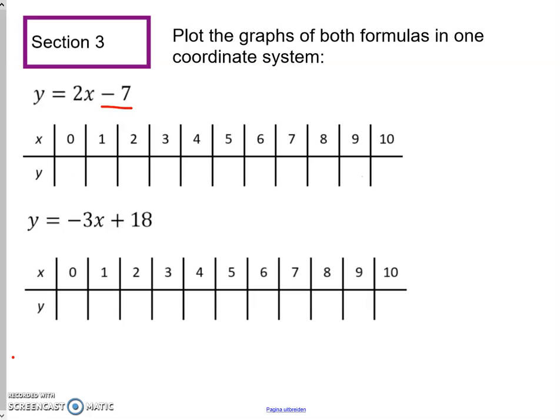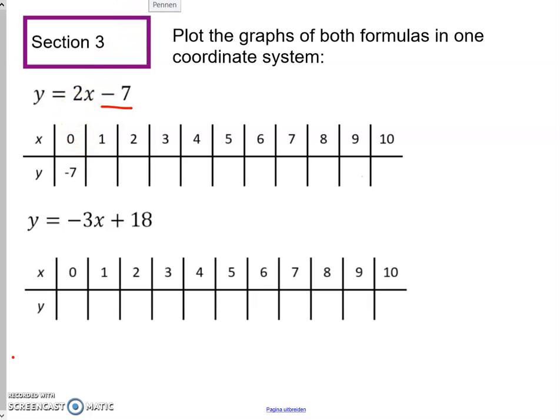And then when you know this, you can immediately fill this in below x is 0. And you can also calculate this. 2 times 0, that's 0. Minus 7 is minus 7. So the y-intercept, you can always find it with x is 0.